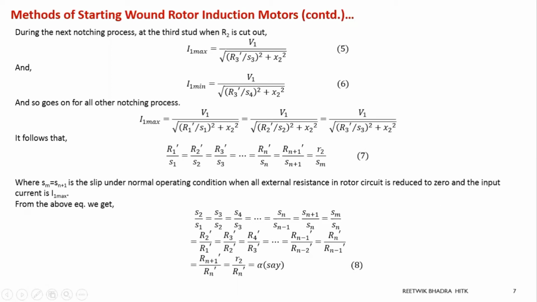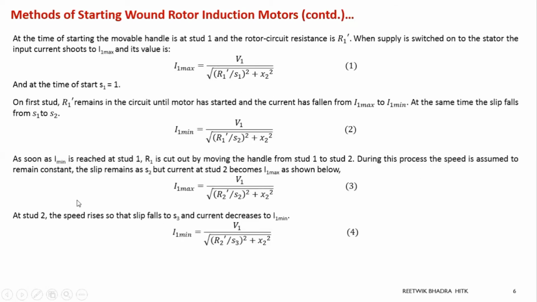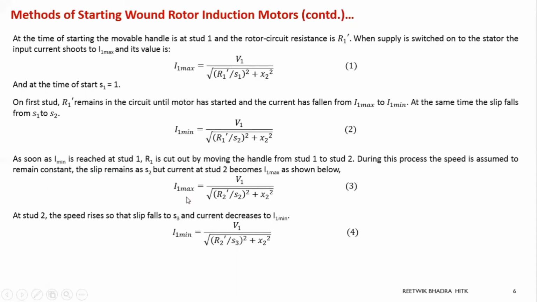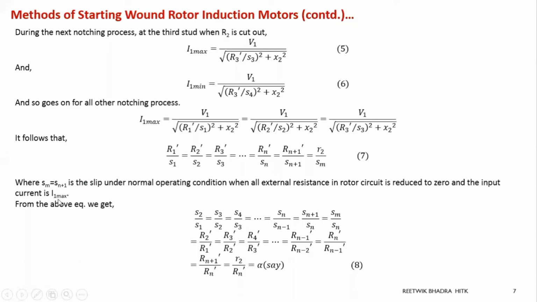And at that point the current is I1 max again. It will fluctuate and go to I1 max. So at Sn plus 1, when all the Rn is cut off, again I1 max is reached. That's why this point is written over here, Sm equal to Sn plus 1. At that point, what is the current? I1 max.